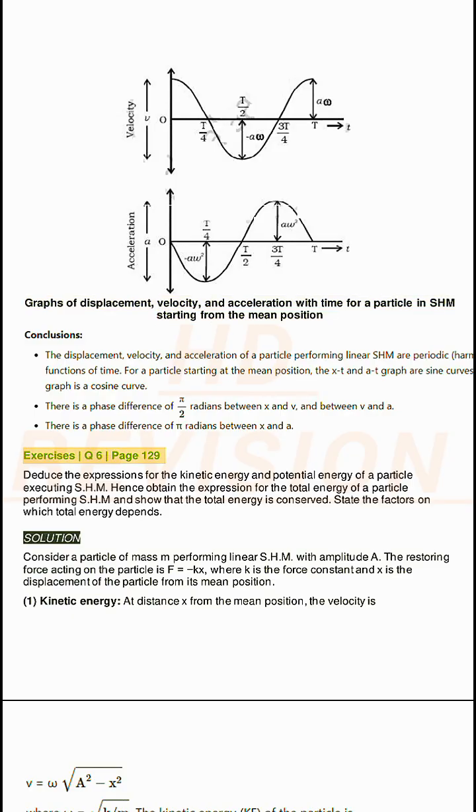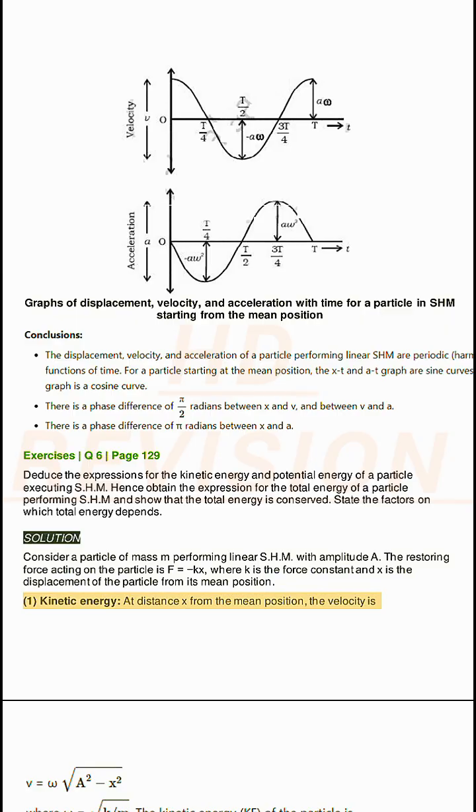Exercises Q6, page 129. Deduce the expressions for the kinetic energy and potential energy of a particle executing SHM, hence obtain the expression for the total energy of a particle performing SHM and show that the total energy is conserved. State the factors on which total energy depends. Solution. Consider a particle of mass m performing linear SHM with amplitude A. The restoring force acting on the particle is F equals minus kx, where k is the force constant and x is the displacement of the particle from its mean position. 1. Kinetic energy.